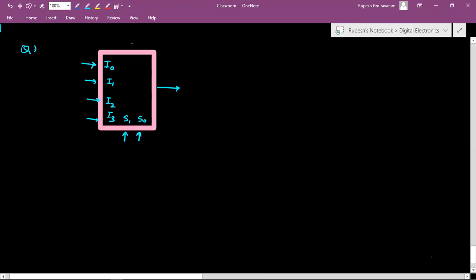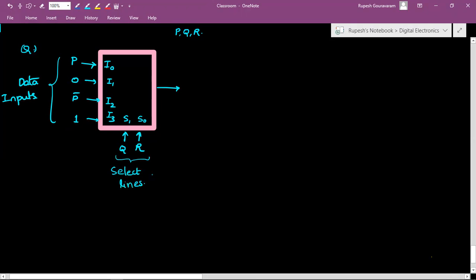Now I have three inputs, three Boolean variables P, Q, R. Among those, P is supplied here, 0 here, P dash here, and 1 here. So all these are data inputs. And Q is here and R is here. These are known as select lines. And now we'll get a function here, which is a function of the Boolean variables P, Q, R.